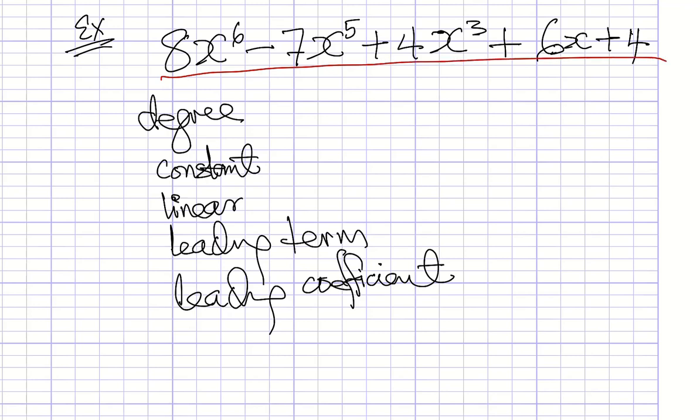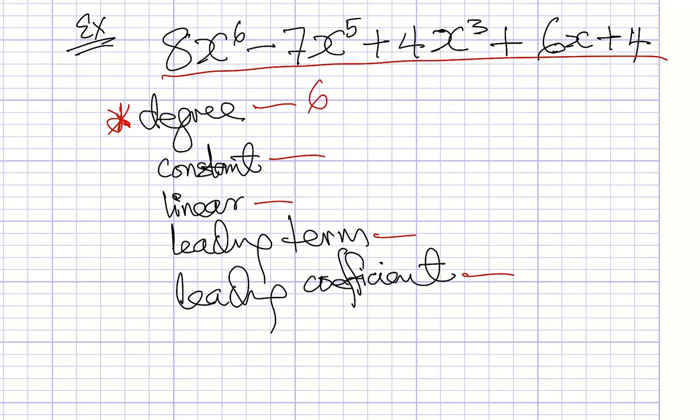So, they want to know what is the degree of that polynomial. I hope you'll be able to determine that. Look at it carefully before I start solving. The degree of this polynomial is basically 6. See right there, 6. The constant in this polynomial is 4. See right there is 4.